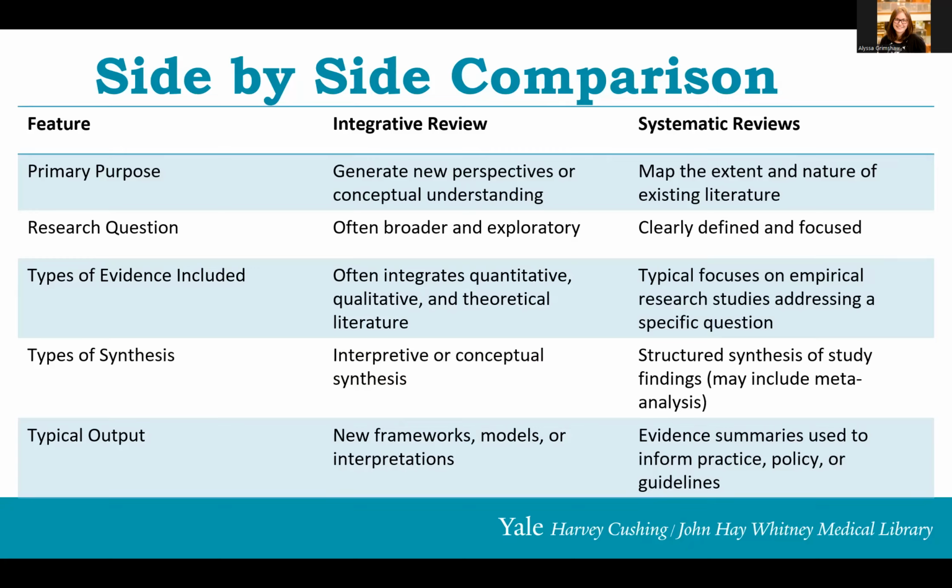Another key difference is the type of synthesis. Systematic reviews use a structured and transparent approach, and in some cases may include a meta-analysis. Integrative reviews instead focus heavily on interpretation and conceptual integration of diverse evidence. Finally, the outputs differ. Systematic reviews often inform clinical practice, guidelines, or policy, while integrative reviews frequently result in new conceptual frameworks or perspectives on a topic.